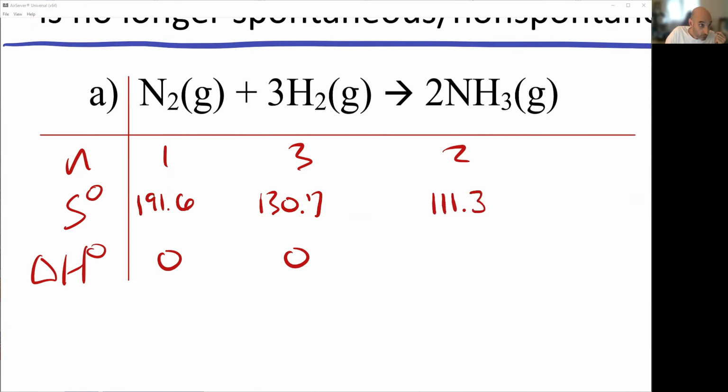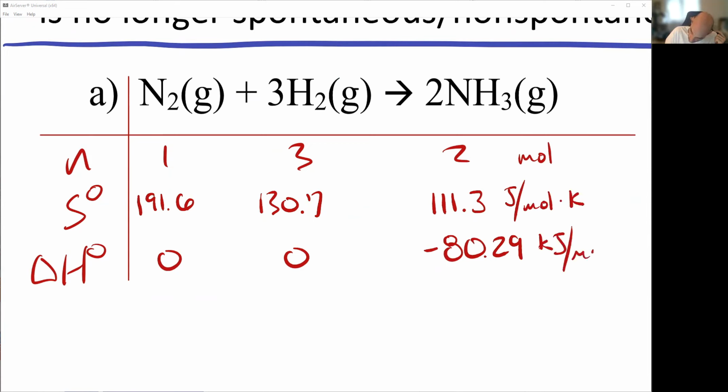111.3, negative 80.29. And this is going to be moles. This is going to be joules per mole Kelvin. And this is going to be kilojoules per mole.